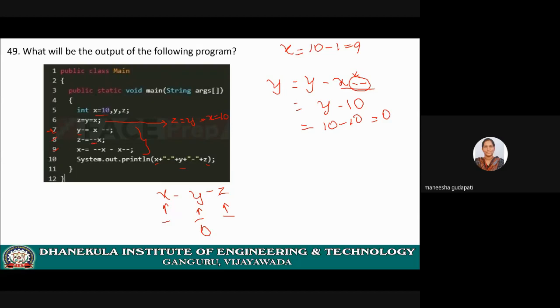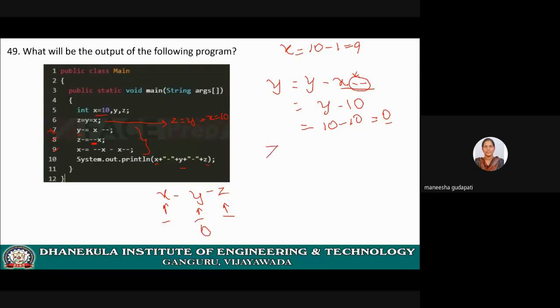Here we have pre-decrement. What is the meaning of pre-decrement? First, we need to decrement the value, then we have to substitute the value in the expression. X value minus 7 minus 0. So yes, the y value is 0.